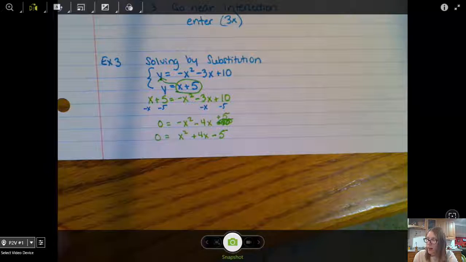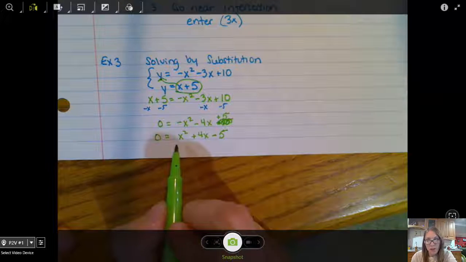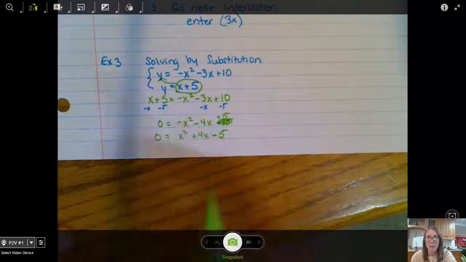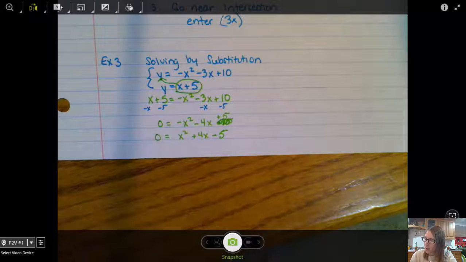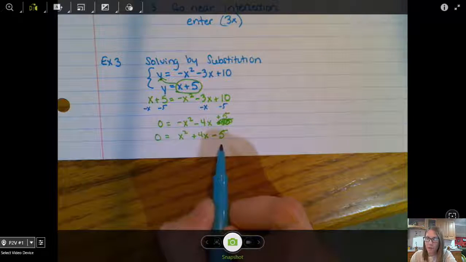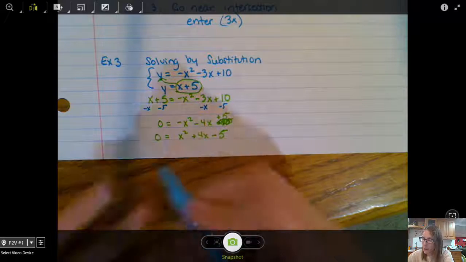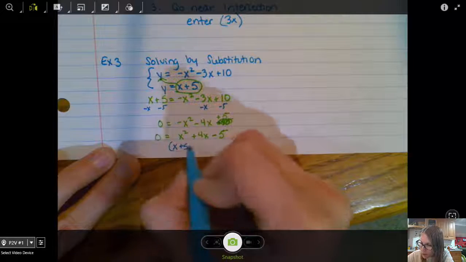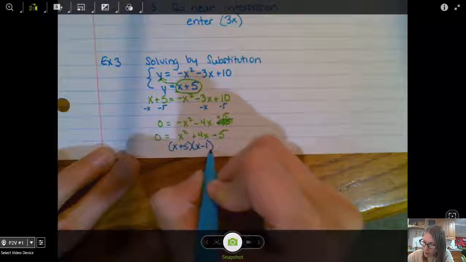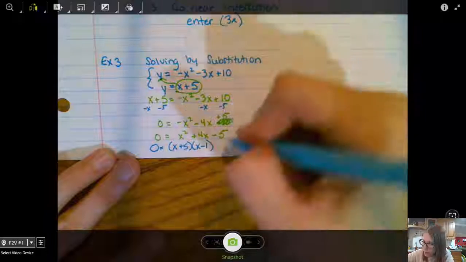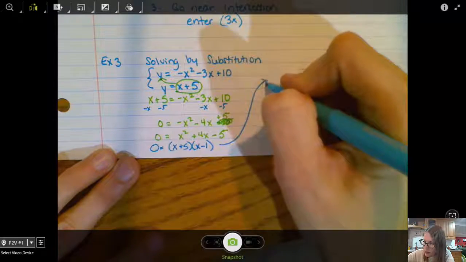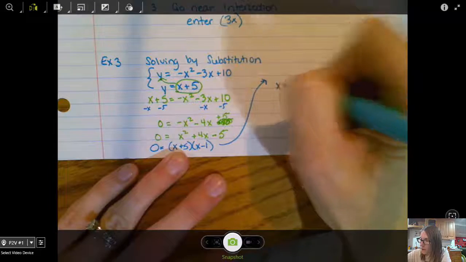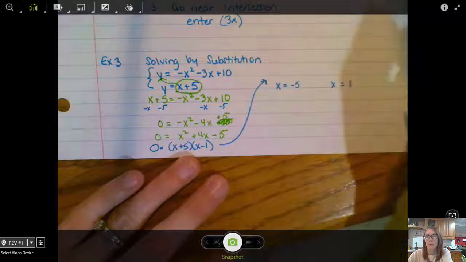Looking at this equation, I have my a value is 1. This factors pretty easily. So factoring is my best strategy to solve. If I factor this, what numbers multiply to negative 5 and add up to positive 4? My factors would be x plus 5 and x minus 1. Leading me to my solutions to my quadratic equation. X equals negative 5 and x equals positive 1.